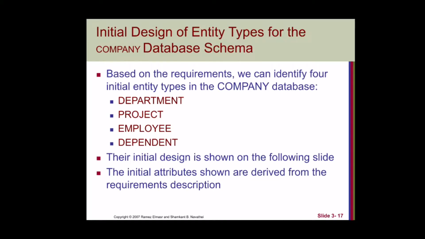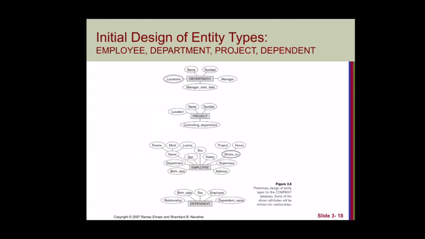Now we'll see the initial design of entity types for the company database schema. Here we have department, project, employee, and dependent. So these are the four entity types we have considered, and their initial design and attributes are shown in this particular figure, right? In the department entity type, we have locations as a multivalued attribute, right? Then we have department name and number as the key values in that. Then we have the project entity type, wherein again the name and number are the key values.